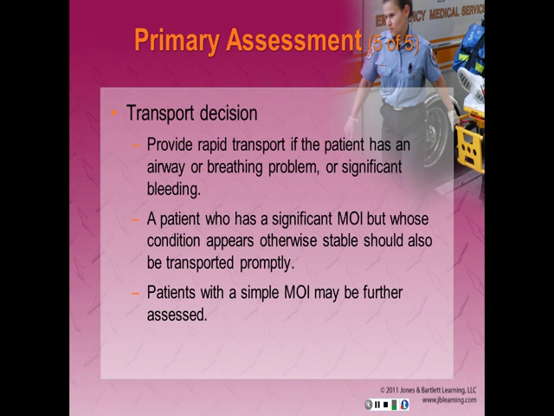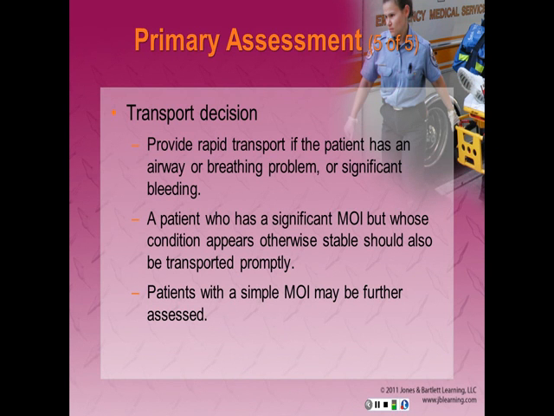Make your transport decision. If the patient you are treating has an airway or breathing problem or significant bleeding, provide rapid transport to the hospital for treatment. A patient who has a significant MOI but whose condition appears otherwise stable should also be transported promptly. When a decision for rapid transport is made, you can use a backboard as a splinting device to splint the whole body rather than splinting each extremity individually. Individual splints should be applied en route if ABCs are stable and time permits.